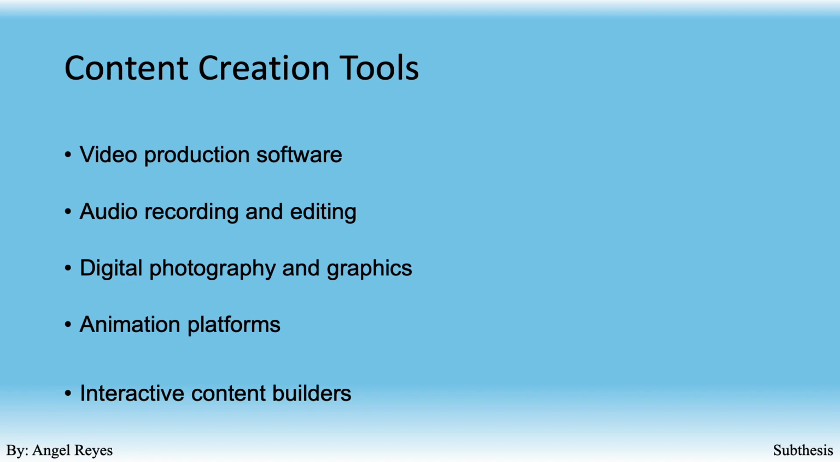Interactive content builders such as H5P, Articulate Storyline, or Twine support creating experiences where audiences actively engage with content through exploration, decision points, or customization. This diverse toolkit allows researchers to select appropriate creation tools based on their story needs, technical abilities, and available resources.